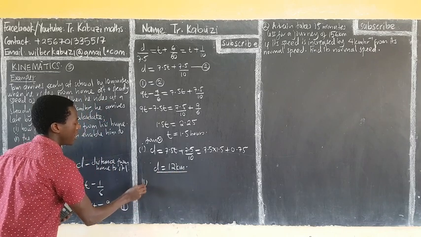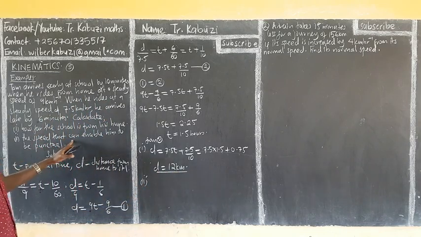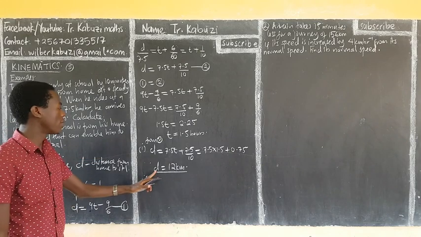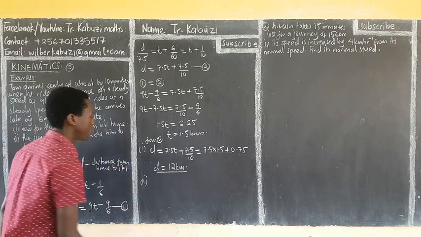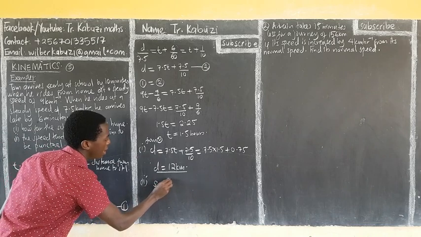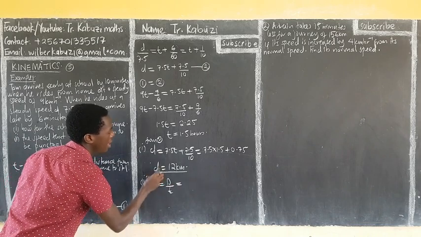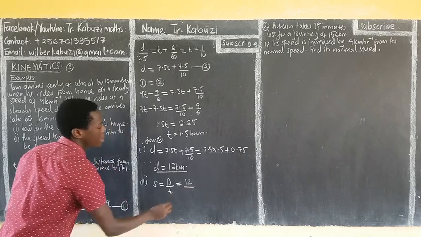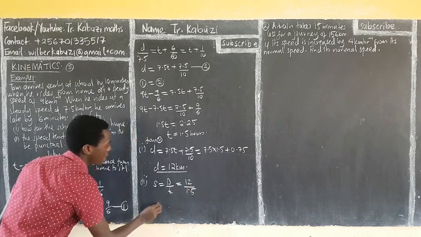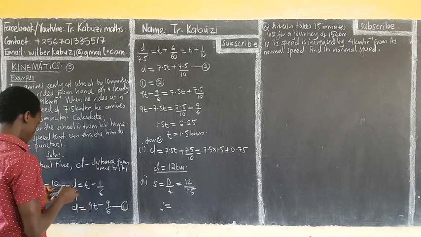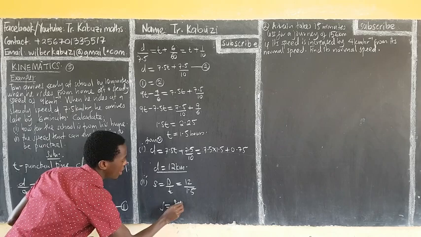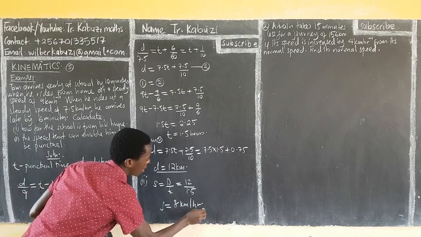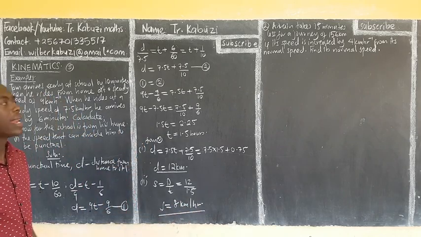Now remember two, they want me to get the speed that can enable him to be punctual. Of course, this is the distance between the home and the school, and this is the time for him to be punctual. It means that the speed is going to be D over time, which is 12 over 1.5. And our speed now is going to be 8 kilometers per hour. For him to be punctual, that's the speed that man has to use.